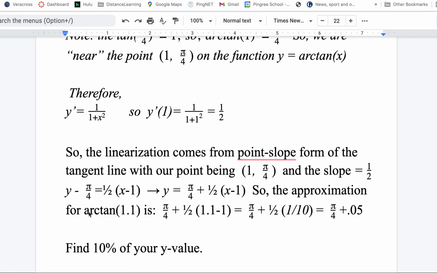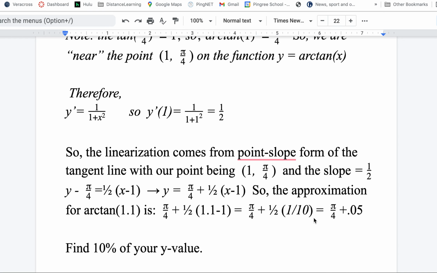So the approximation for 1.1, when we plug it in and take away 1, gives us our linearization with 1/2 times 1/10. That's 1/20th. 1/20th as a decimal is 0.05. So we know whatever pi over 4 is, it'll be plus 0.05 to go out to 1.1.